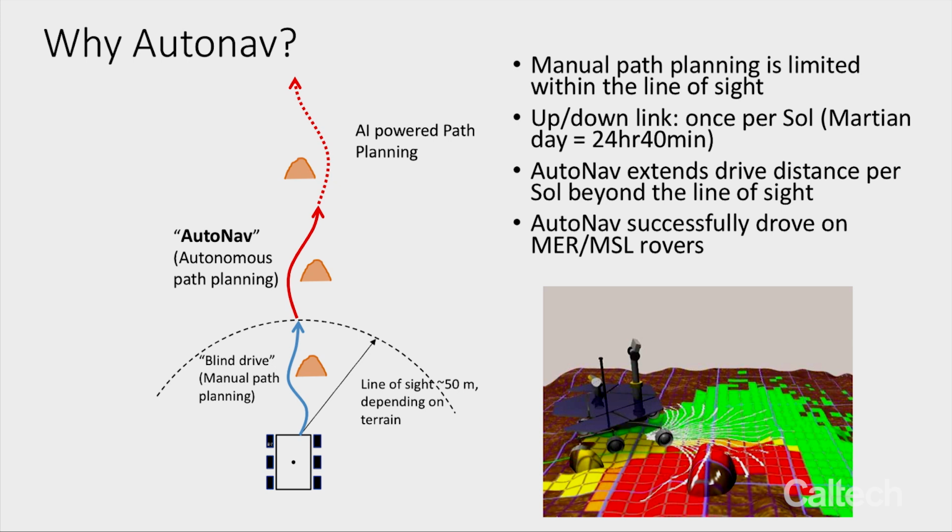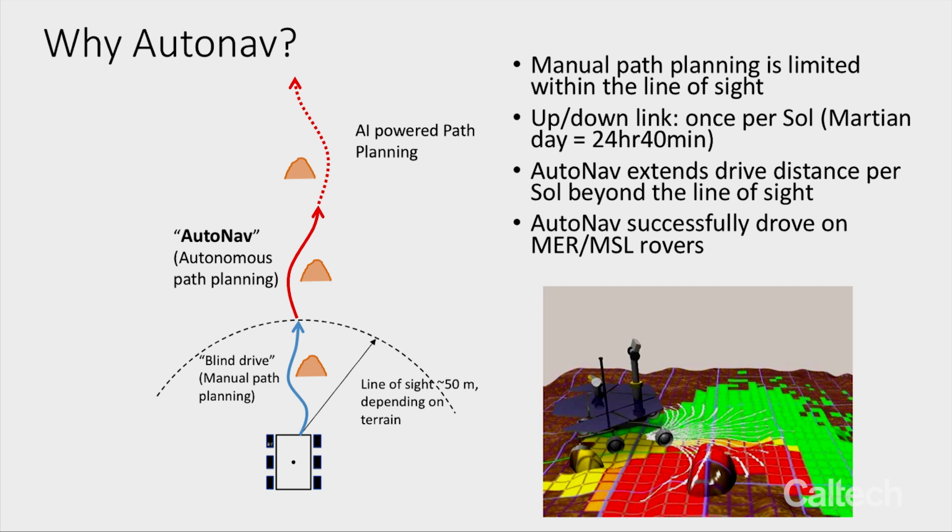On a high level, if you're just doing manual path planning, some of these rovers are limited to the line of sight. You have just 50 meters of line of vision. Your bottleneck is the uplink and downlink time. Each uplink and downlink is pretty much done once over a sol.